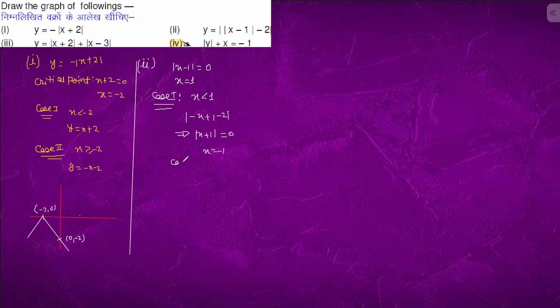So we have a case inside it, which is x less than minus 1, which is y equals minus x minus 1. And case 2, x bigger than or equal to minus 1, less than 1. It will be positive. So y equals x plus 1. Now from here we will move to case 2.